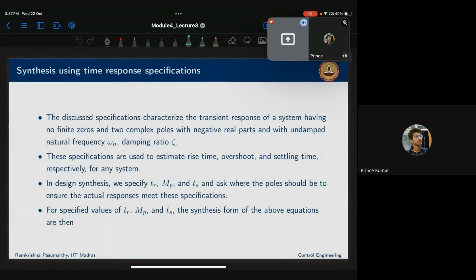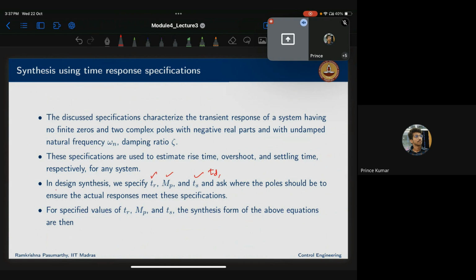Okay, so these are the different time constants. So what are the various things we have? Again, repeat: rise time, peak overshoot, settling time. Then delay time. So these are the values we have.